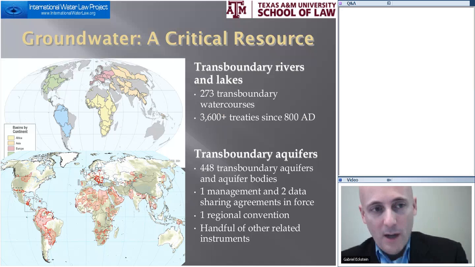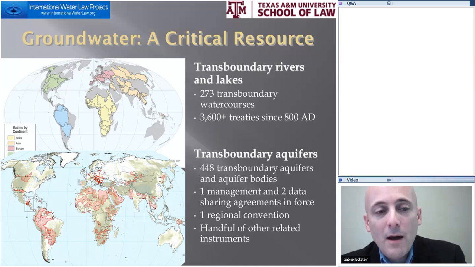We have a handful of other agreements. Some of them are informal arrangements. And this is so even though the number of transboundary aquifers far exceeds the number of transboundary rivers and lakes. So this is an area that is developing. It needs more development.